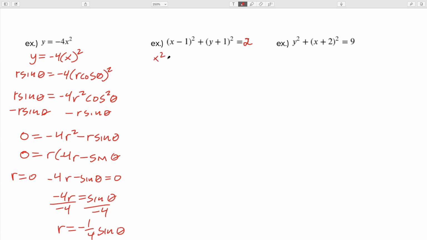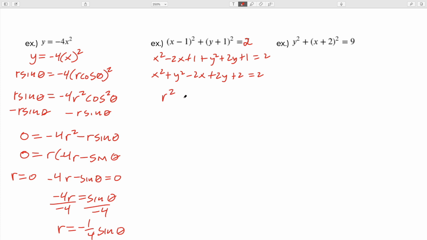So if I was to convert these, I get x squared minus 2x plus 1 plus y squared plus 2y plus 1 equals 2. Okay, well, now let's group the x's and the y's together. So x squared plus y squared minus 2x plus 2y plus 2 equals 2. All right, well, now I recognize x squared plus y squared.